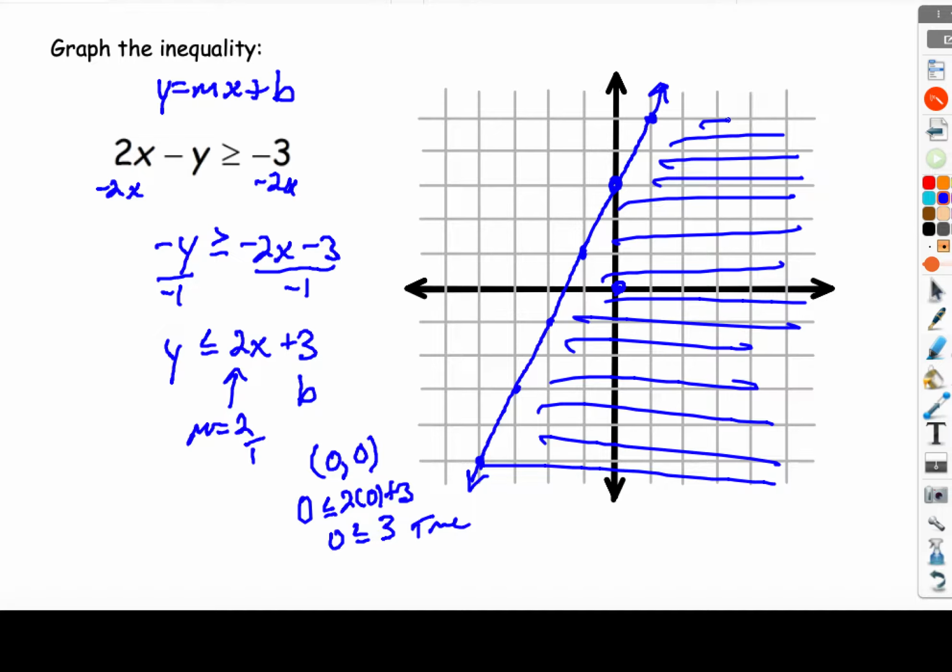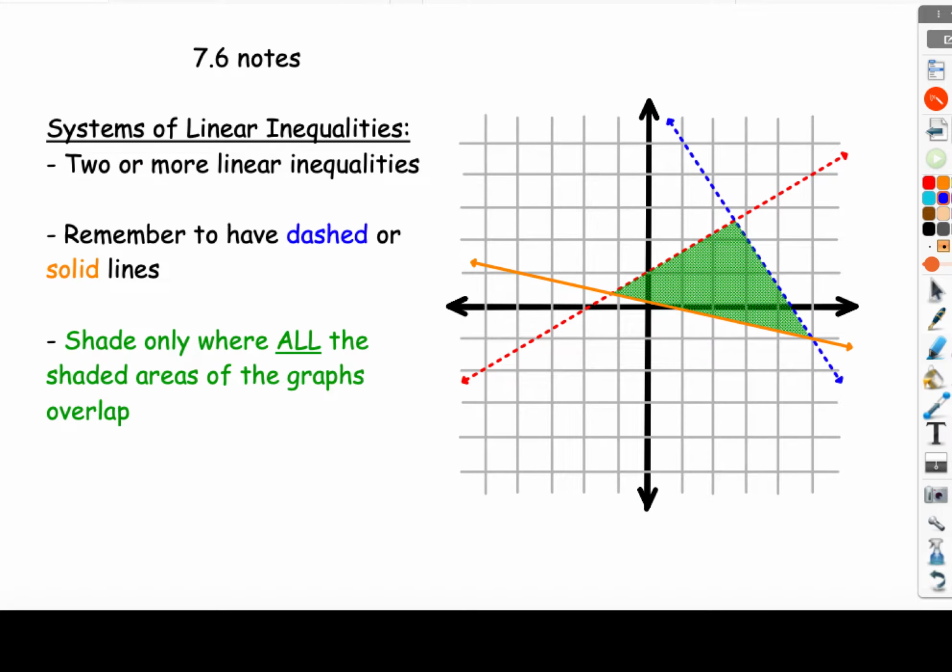The difference with a system of inequalities is that we're going to have multiple lines. So notice over here on the graph, we've got 2 dashed lines, so they must have been not or equal to. One solid line in orange on the bottom, that's an or equal to. And notice we are graphing above, or greater than, the orange line. We're below the red line, or less than that, and below the blue line, so we're less than that.